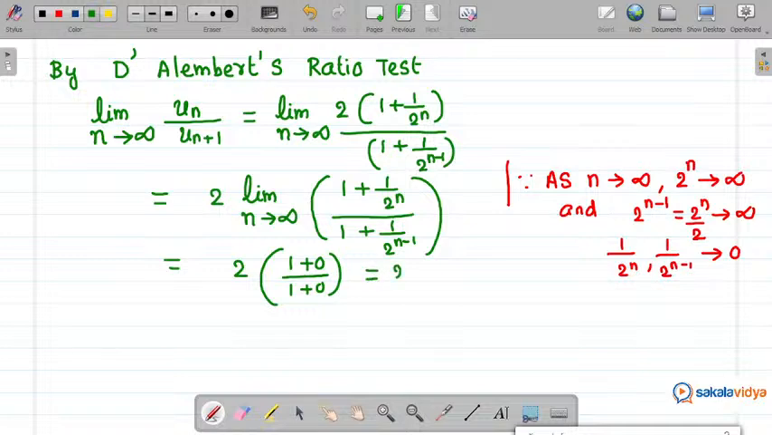So 2. 2 is greater than 1. As n tends to infinity, un by un plus 1 is greater than 1. Therefore, or hence we can write sigma un is convergent by D'Alembert ratio test. Convergent. I hope it's very clear to you.